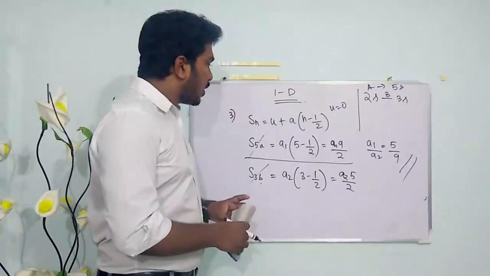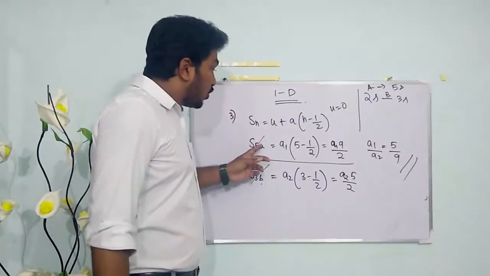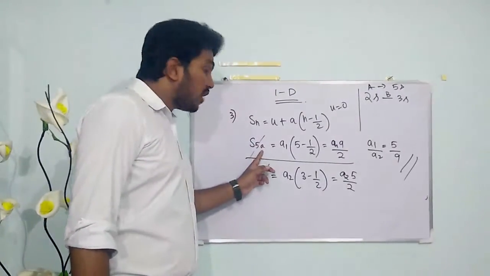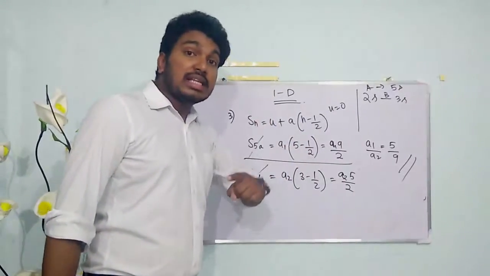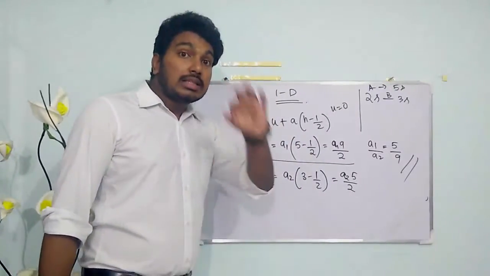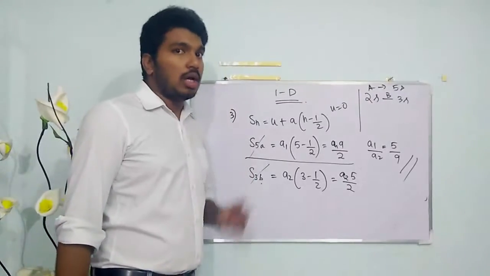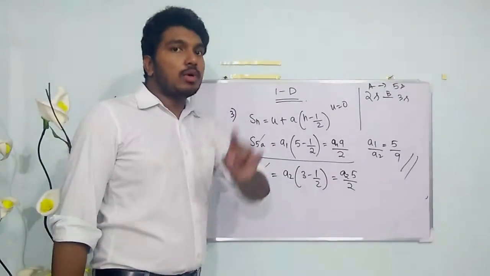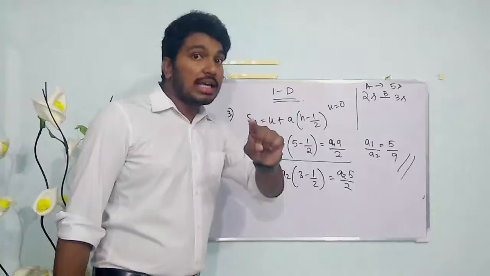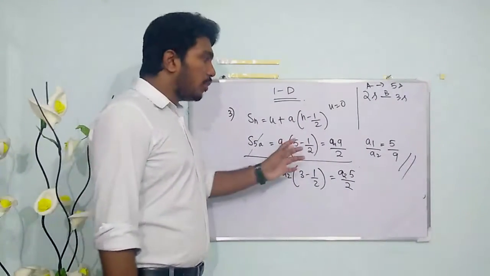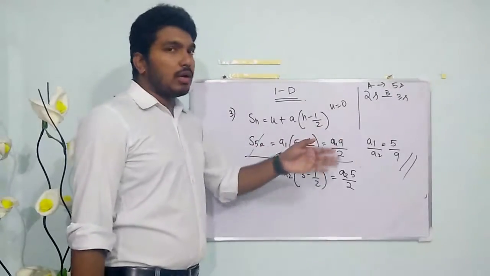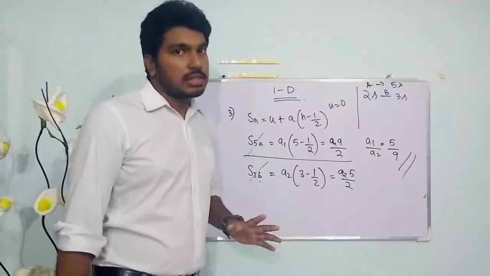So I repeat once again. For the first body, we are finding the distance traveled by the first body in the 5th second. But that 5th second actually corresponds to the 3rd second of the second body. Why? Because the second body starts its journey only after 2 seconds. Understood? So I hope the point is clear. In case you have any doubts, do comment below. I'll be ready to clarify it once again.